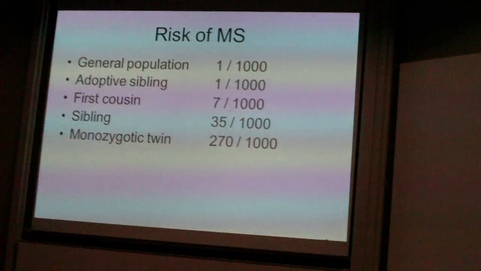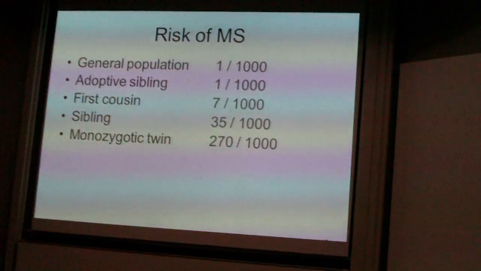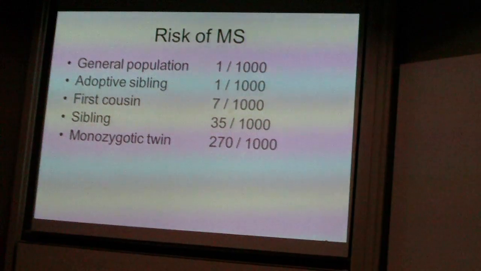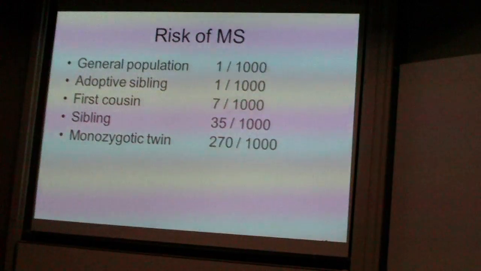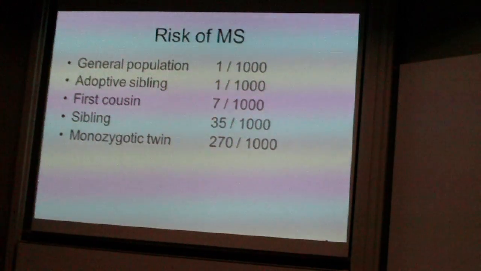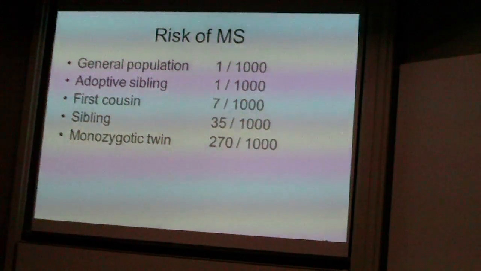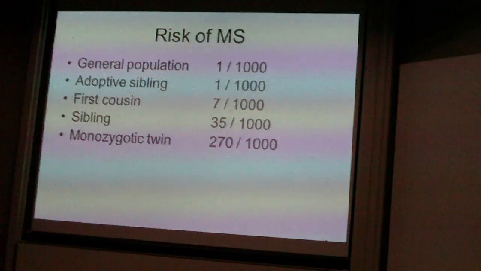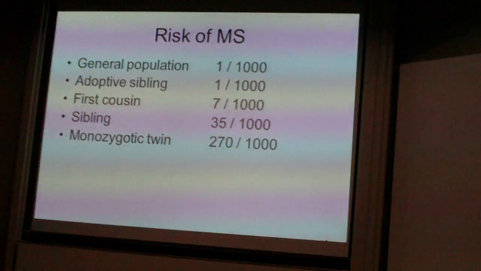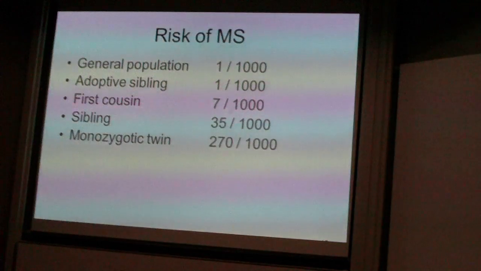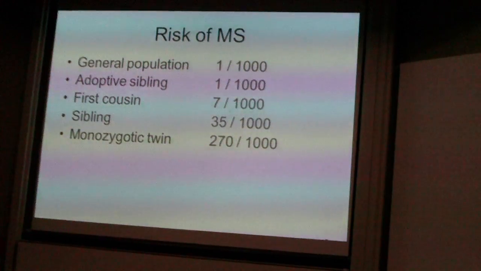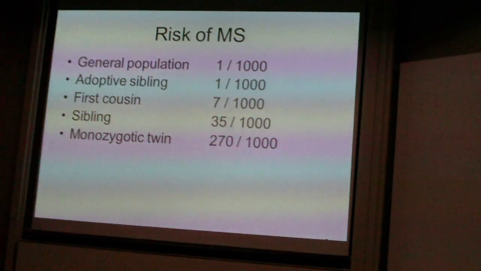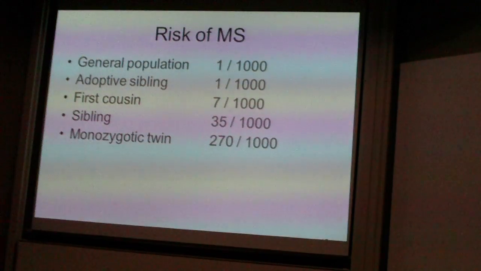What about MS? So the overall risk of developing MS in the population is about 1 in 1,000. For adoptive siblings, this is the same, indicating here again that if you don't have the genes of that family, you have a risk as in the general population. But if you have a cousin in the family that has MS, then the chance of developing MS will slightly increase up to 7 in 1,000.